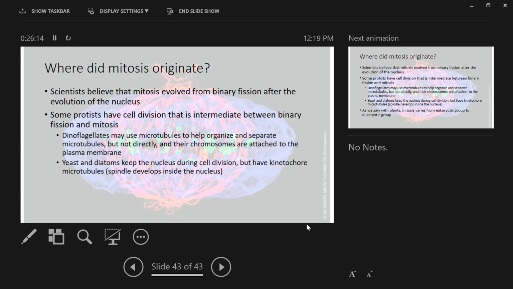Yeast, which is a type of fungal cell, and diatoms, the nucleus stays together during the entire process. They still use a mitotic spindle, but the spindle develops inside of the nucleus. The nucleus doesn't dissolve during prophase, and so in prophase, the chromosomes still condense. Your centrosomes migrate to opposite sides, but not to opposite sides of the cell, to opposite sides of the nucleus. And then they stretch the nucleus out and pinch that into two when it's time.